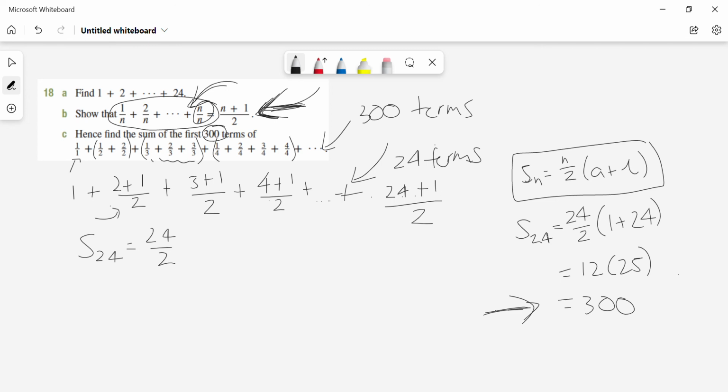I'm going up by a half again. So I'm adding a half to get 3 on 2, I'm adding a half to get 4 on 2, I'm adding a half to get 5 on 2. But I don't really need that, I just need to know it's arithmetic. The first term is 1, the last term is 25 on 2. And if I want, I can actually make the 1 into 2 on 2 to make it easier. So yes, this is 12, and this would be 27 on 2. So I've got 12 times 27 on 2, so I've got 162. That's my answer.